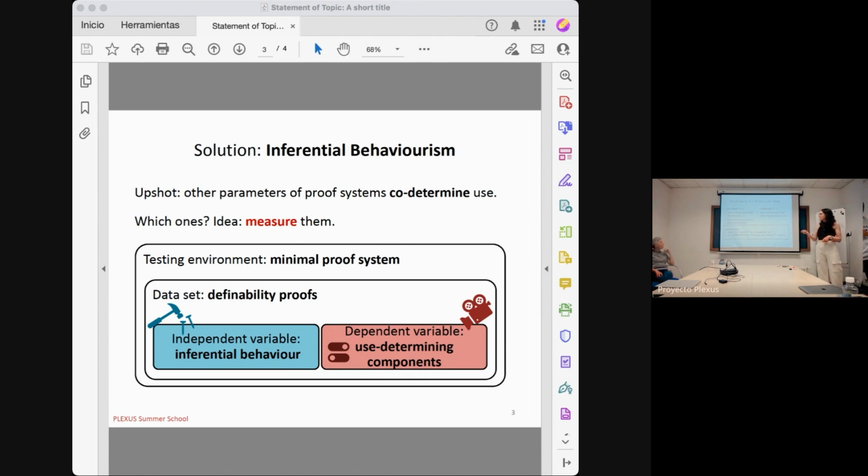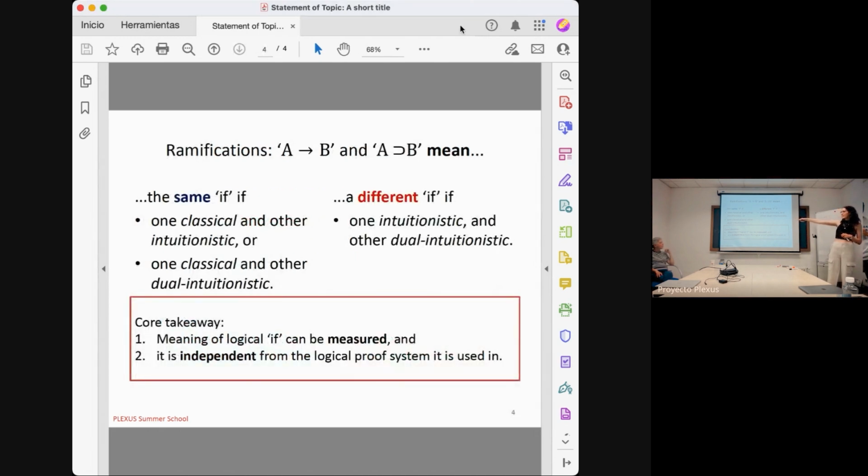So what do you get out of that? Well, firstly, you get an answer to your question, right? So you will get something like, well, your ifs are the same ifs if one is classical and the other one is intuitionistic. They're also the same ifs if one is classical and the other one is dual-intuitionistic. But wait, they're different ifs if one is intuitionistic and the other one's dual-intuitionistic. Something's fishy here, right? That doesn't seem to add up, right? That's a contradiction, isn't it? Well, let's be careful what we're talking about.